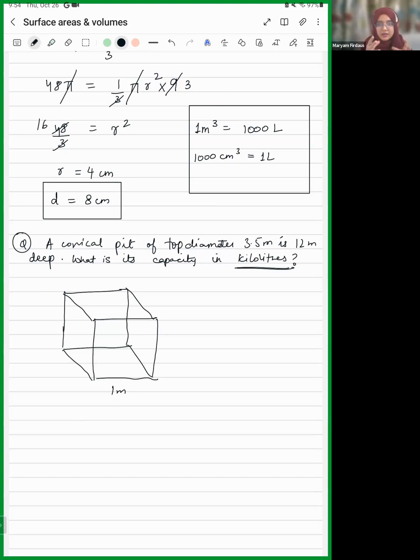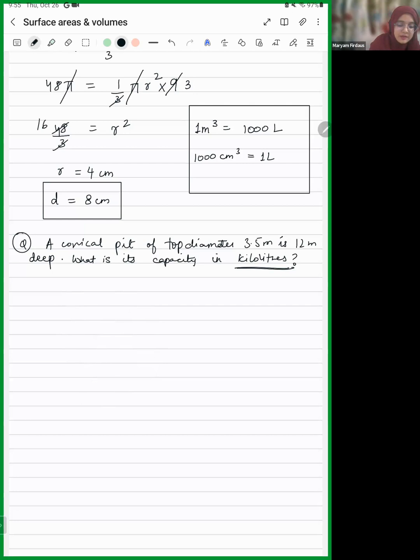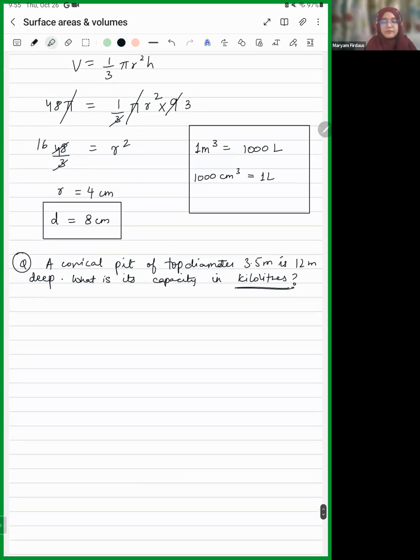And 1 liter, imagine a 1 liter bottle or a 1 liter container. In that, you can fill 1000 centimeter cube. What does that mean? If you have small cubes, each of 1 centimeter size, then you can fill 1000 such cubes inside that bottle. So this is just a visual representation of that. But anyway, please remember these two conversions. We will come to the conversion part of it later.